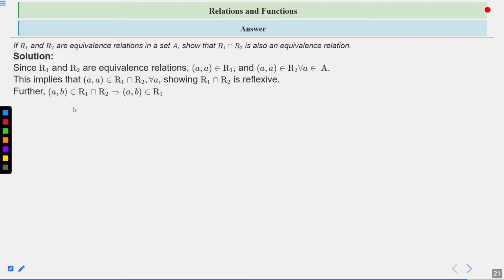Further, if (a, b) belongs to R1 intersection R2, this implies (a, b) belongs to R1 and (a, b) belongs to R2. This implies (b, a) belongs to R1 and (b, a) belongs to R2, so (b, a) belongs to R1 intersection R2. Got it? Hence R1 intersection R2 is symmetric always. So it is reflexive always, and it is symmetric always. Let us check for transitivity.